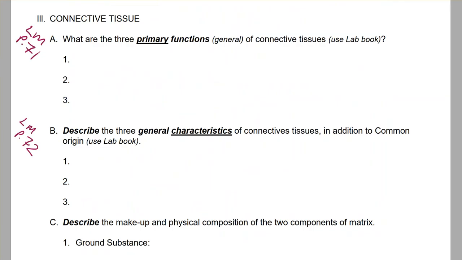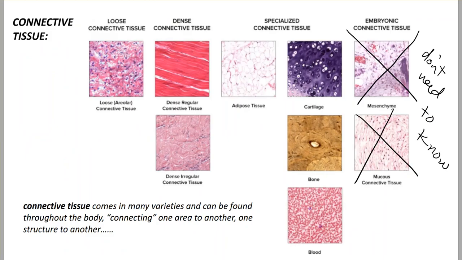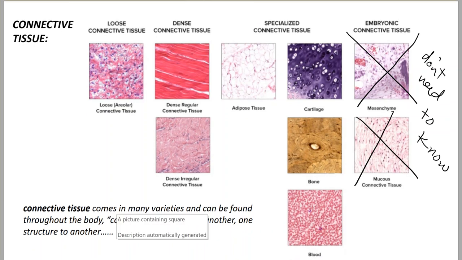Okay, so we've finished looking at epithelial tissues, and now we're moving on to our next main class of tissues, connective tissue. So connective tissues have the most variety of any major class of tissue in the body, and they're called connective tissues because they connect things. They connect one area of the body to another, they connect one structure to another, they help provide structural integrity to organs and stuff. So lots of varieties of connective tissue.